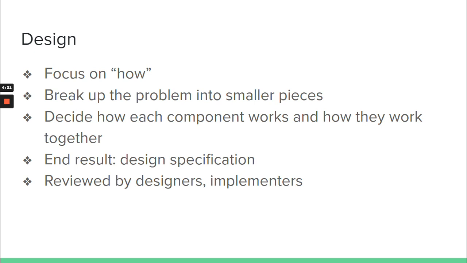And so we need some communication pipeline to get the data into the database and get the data out of the database. You decide how each component works and how they're going to interface or connect with each other. And the end result here is a design specification. The design specification is now getting into technical terms, and this specification or document is reviewed by the designers and the implementers.